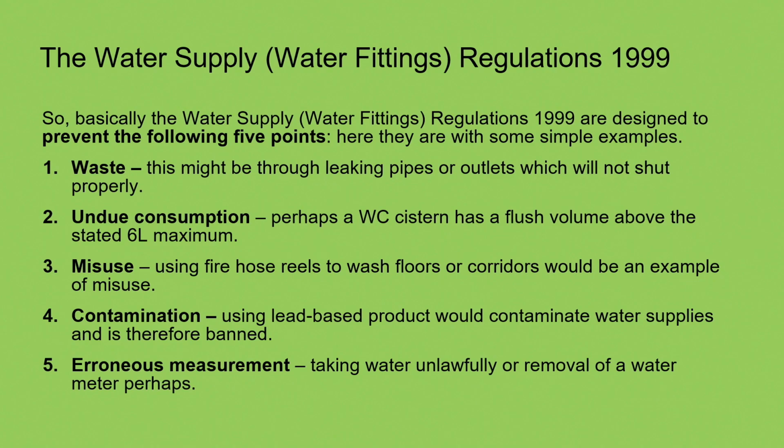And then the last one, erroneous measurements, taking water unlawfully, and removing a water meter perhaps, or fiddling around with the water meter, stopping it from working. Some people have drilled holes, tried to stop the wheels from spinning. All they do is end up getting wet. So they remove the meter and then put a bit of pipe in between. And when they think the water undertaker's coming, they will put the meter back in. But if the meter hasn't changed, they know about it.